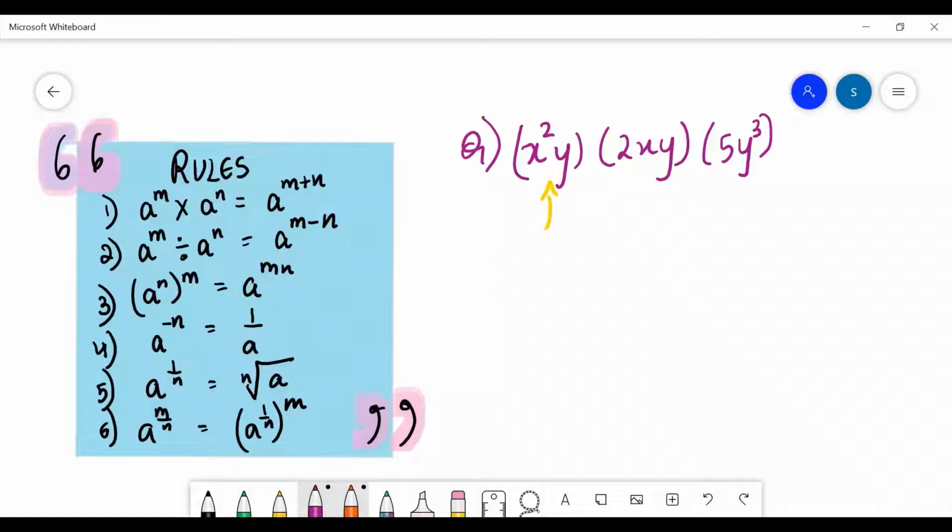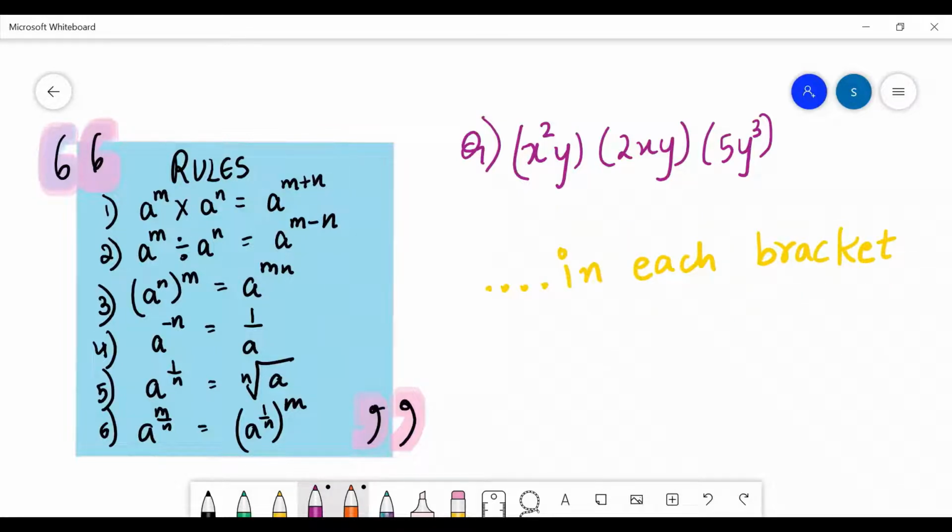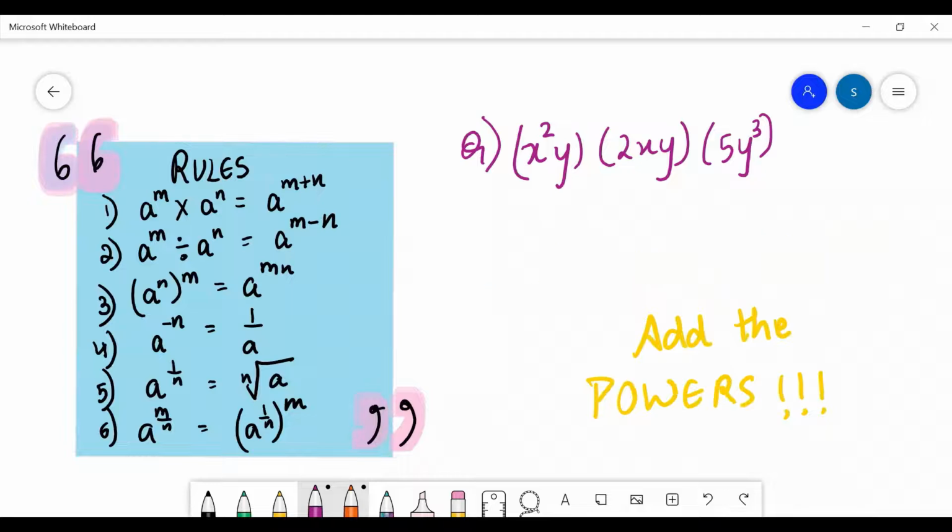Alright, here you have 3 brackets and each bracket has an algebraic expression. You have to multiply each of them with each other. Now this is pretty simple to do. All you have to do is find the variables that are the same in each bracket and just add the powers, because it's multiplication, right? So let's start with x. You have x square in the first bracket, x in the next, and no x in the last. So basically take x and add the powers 2 and 1.